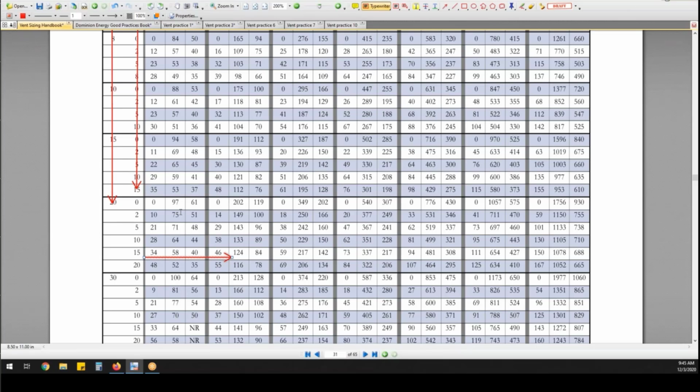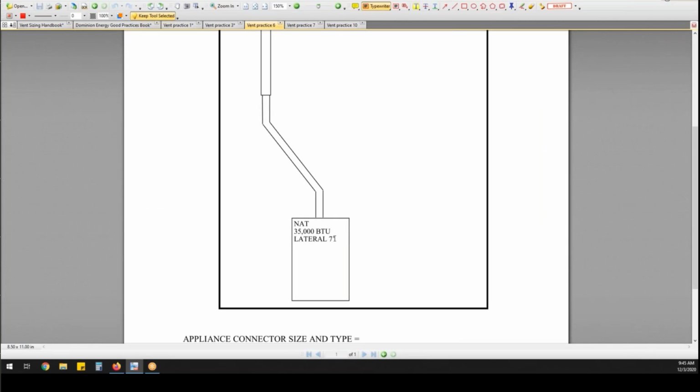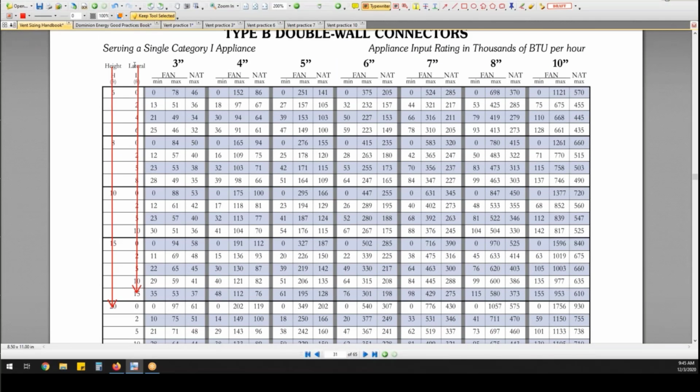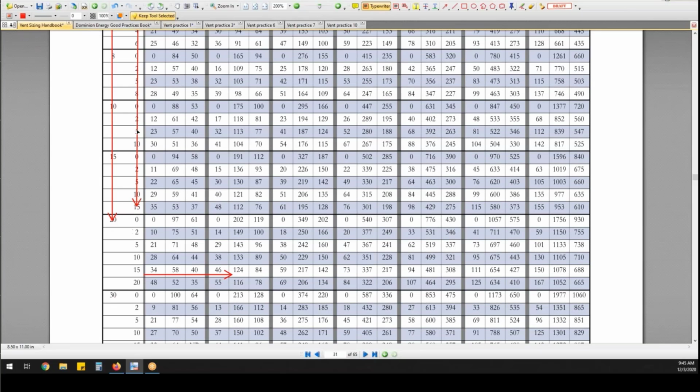I have a 7-foot lateral run. 7-foot lateral. So from here to here is 7 feet. Well, crap. In my lateral run, I don't have 7 feet to pick from, right? I've got 0, 2, 5, 10, 15, and 20. So where should I go? If I got 7 feet, should I go up to 10 or should I go down to 5?